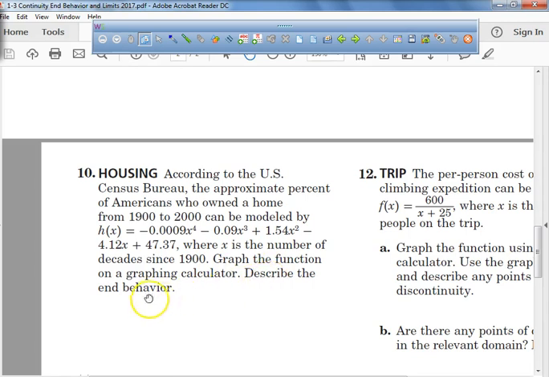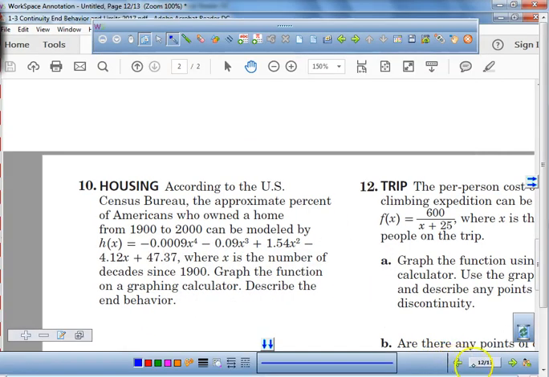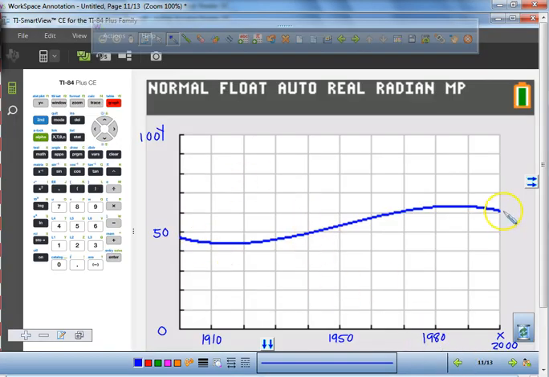It says, describe the end behavior. So what we're going to do right now is describe the end behavior of this graph. Look over here, this right here is the left end of our domain. Over here, this is the right side. Let's look at it on the graphing calculator. What does it look like in this portion of the graph? Where is this graph going? Is it going up or is it going down?